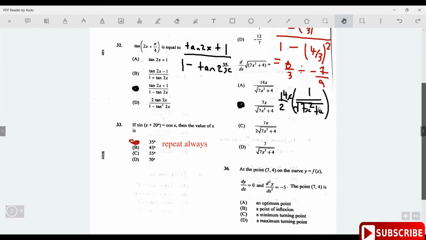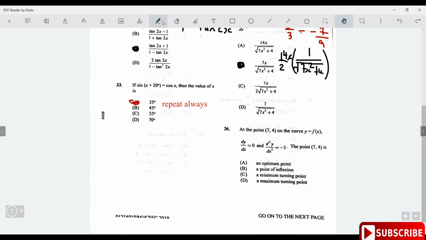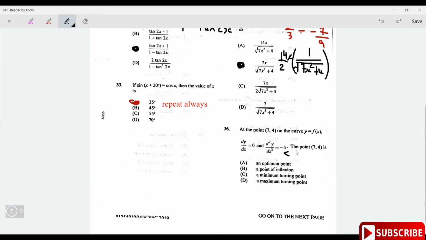Question 36. It tells us that dy by dx is 0, so it's a turning point. The second derivative is negative 5, which is less than 0. So it is telling us that it is a maximum turning point. Nice.